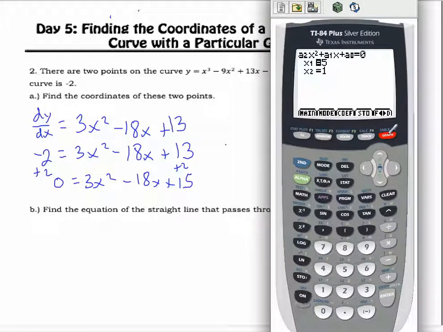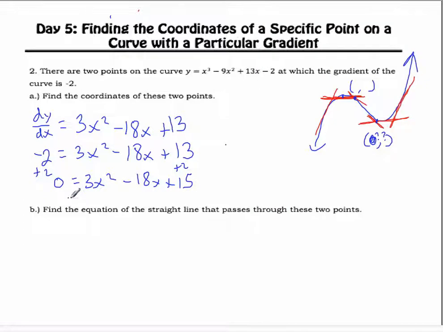Then I click solve. We have x equals 1 and x equals 5. So those are just the x values. We know our 2 points are going to be 5 and then some y value, and 1 and then some y value. So we need to substitute those into the equation to get the actual points now.